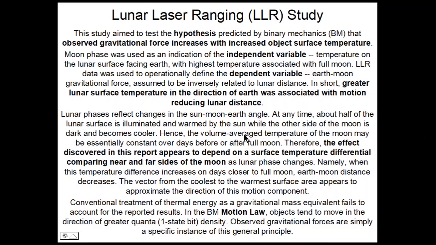Hence, the volume average temperature of the moon may be essentially constant over the days analyzed before or after full moon. Therefore, the effect discovered in this report appears to depend on a surface temperature differential comparing near and far sides of the moon as lunar phase changes. Namely, when this temperature difference increases on days closer to full moon, Earth-Moon distance decreases. The vector from the coolest to the warmest surface area appears to approximate the direction of this motion component.